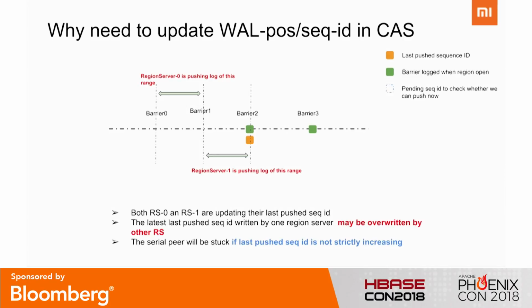There is a case. Notice that for those intervals before the initial last pushed sequence ID, it's possible that two region servers are replicating two different intervals in parallel. So the latest last pushed sequence ID written by one region server may be overwritten by another region server. The serial replication will get stuck if the last pushed sequence ID for one region is not strictly increasing.